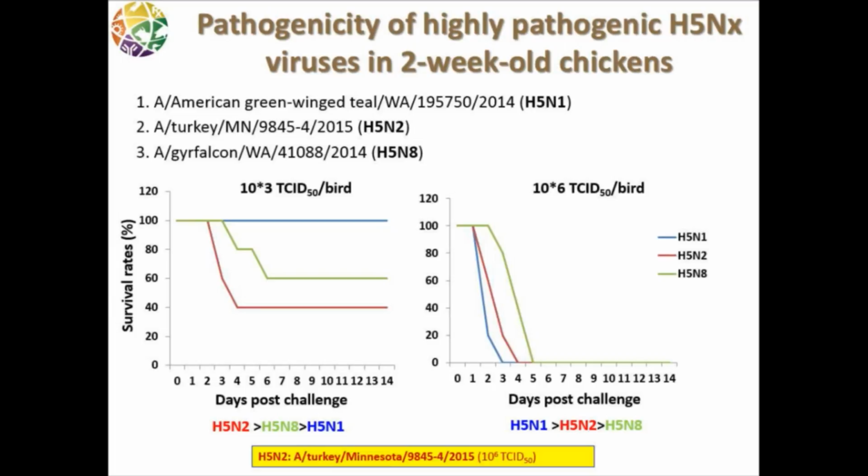About 50% of chickens died in H5N8, and 70% of chickens died at H5N2. So this result correlates with what happened in the field, where H5N2 caused the most damage during this outbreak, and this virus we selected for our vaccine trial.